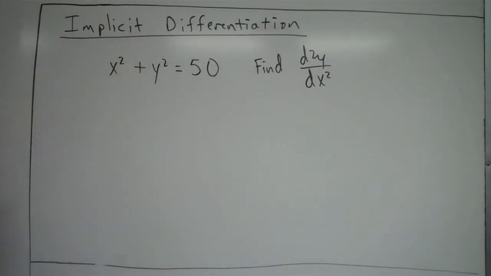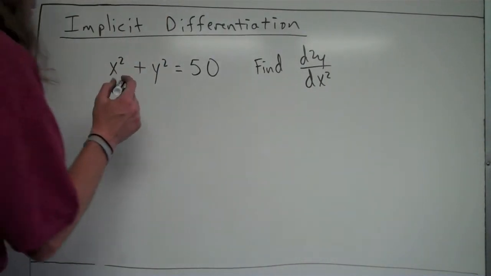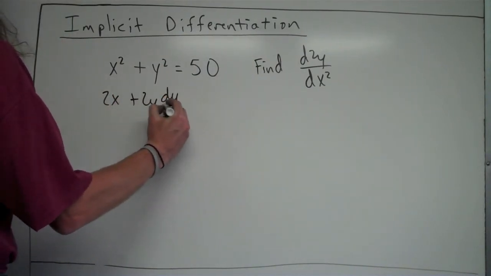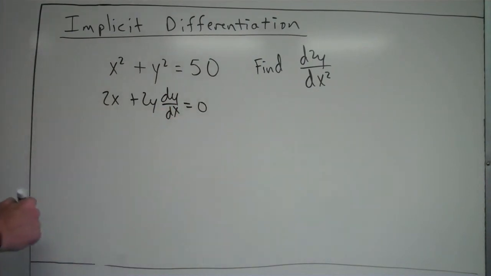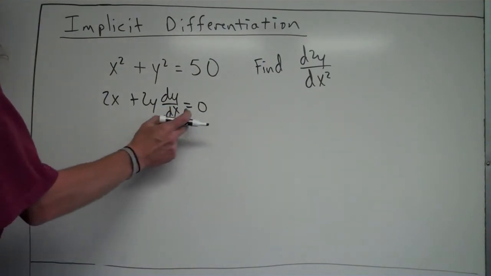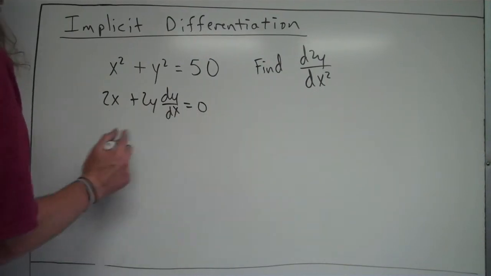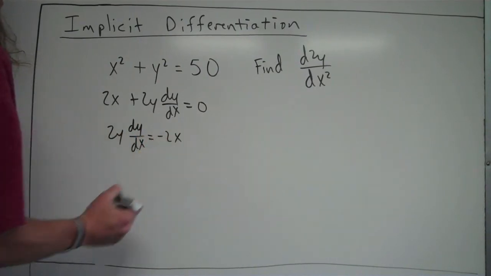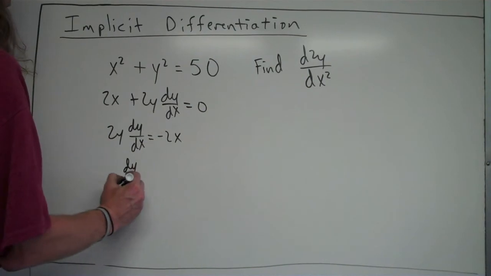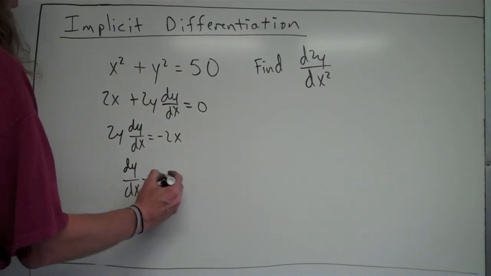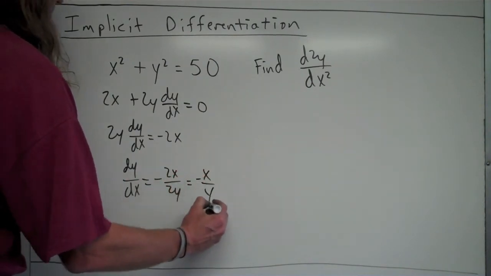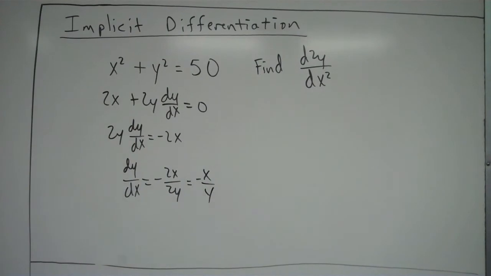So, working with this function, first thing we need to do, we need to find the first derivative. So, first derivative is going to be 2x plus 2y times dy over dx equals 0. And then to find this first derivative, I need to get dy over dx by itself. So subtract the 2x over here. So I get 2y dy over dx is equal to negative 2x. And then I'll divide to get dy over dx is equal to negative 2x over 2y, which I can just simplify to negative x over y. So that's my first derivative. That's stuff we've already learned in the previous lesson.